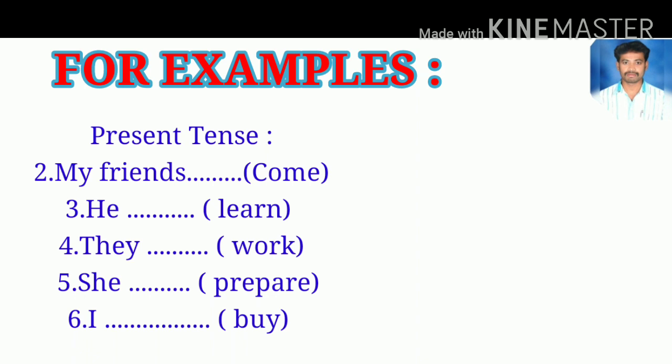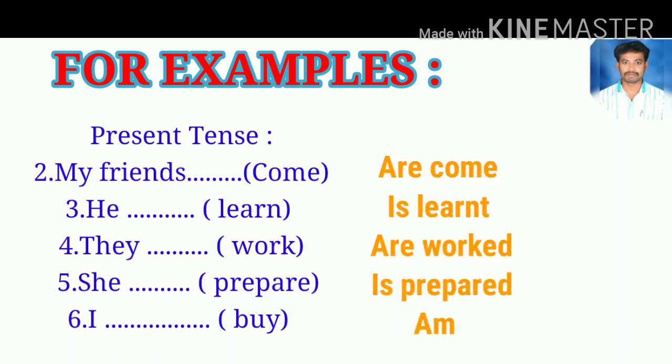Here, my friends, dash, come: my friends is plural, so I use are, and we change the verb into V3: are come. Then the third one, he, dash, in bracket, learn. What is the answer? He is learned. They are worked, she is prepared. Look, they is plural and she is singular. And then I am bought. If there is I, definitely we write am in present tense. I think all of you understood all the examples.